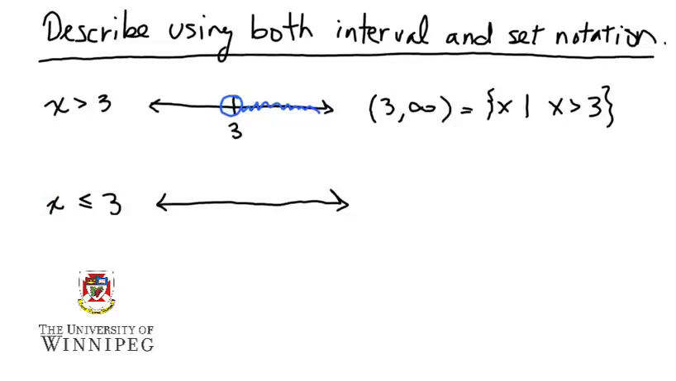In our second example, we have x is less than or equal to 3. Once more, we begin by drawing the number 3 on our number line. This time we're going to use a closed circle at 3. And we want all of the values less than 3. Using interval notation, we'll begin at negative infinity, and we're going to go up to 3. I'm going to use a closed bracket at 3 because of the closed circle. And in set notation, this will be the set of all x values satisfying x is less than or equal to 3.